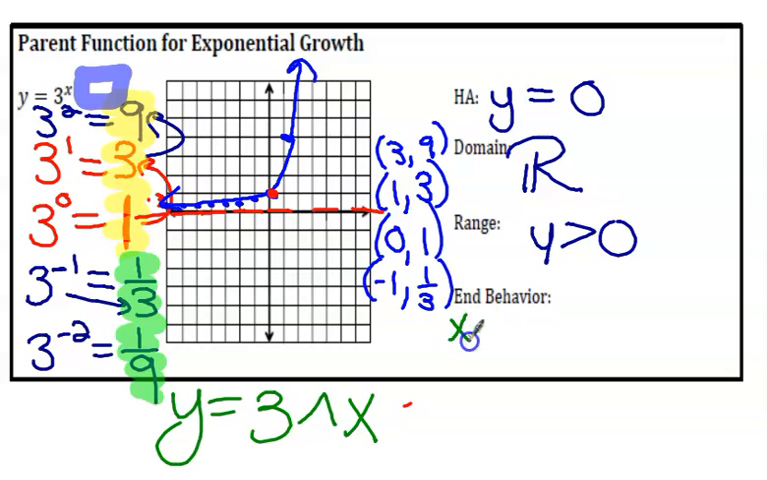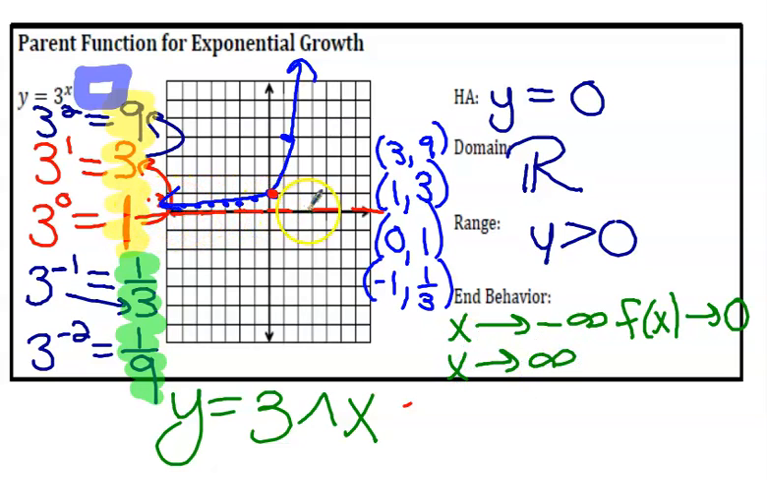All right, end behavior. As x is approaching negative infinity, what is f of x doing? Well, f of x is approaching 0, because it's getting closer and closer to 0 on this side. When x is approaching infinity, so when it's getting bigger, what's happening to y? Well, y is also approaching infinity. All right, fantastic. So that's my parent function, 3 to the x, where b was 3.